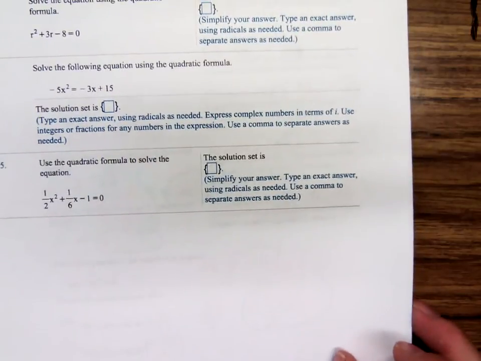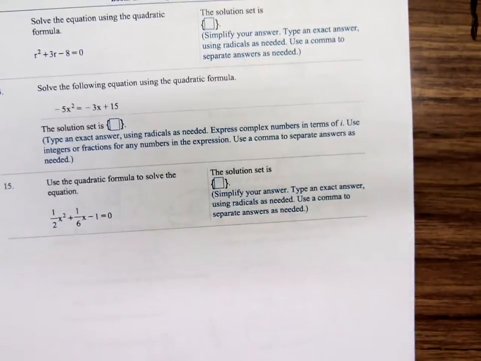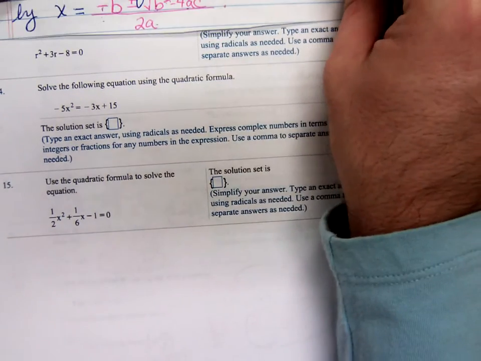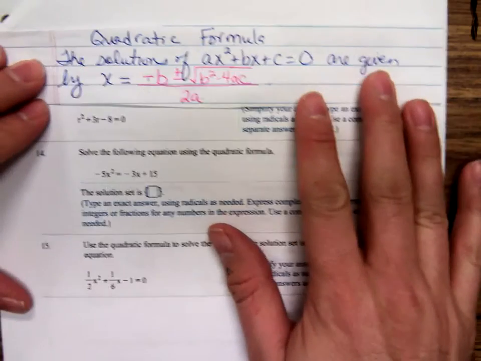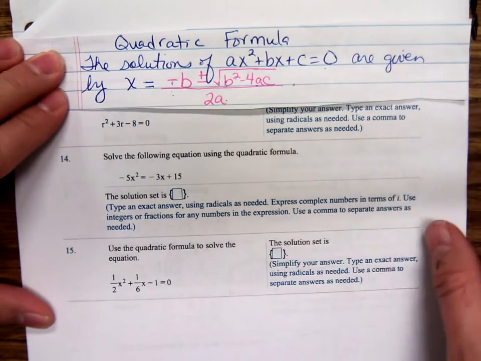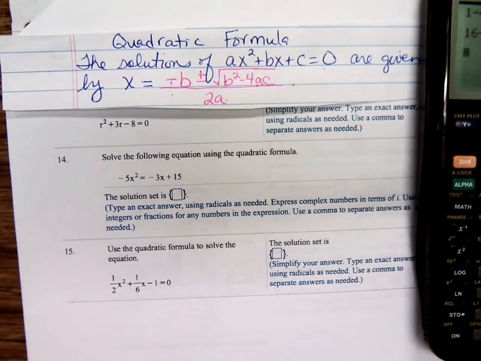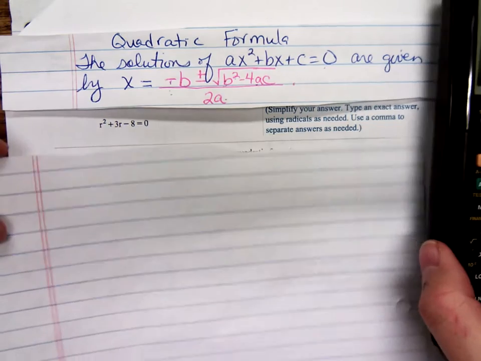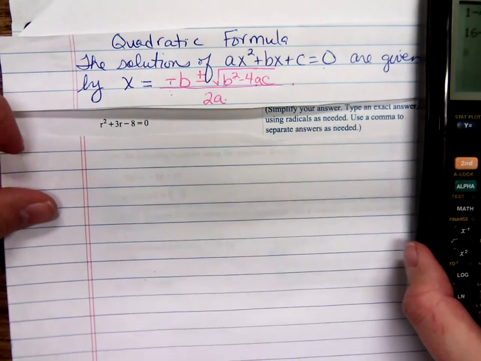Only 3 more of these. We're going to have to go quickly through them. Okay, number 13. Well, this one's already in standard form to use the quadratic formula, isn't it? This is number 13 that I'm doing.